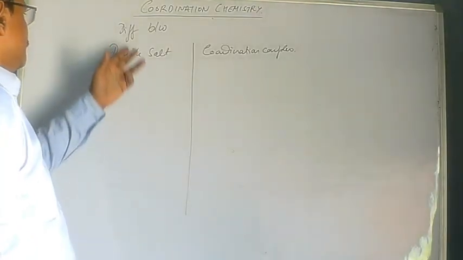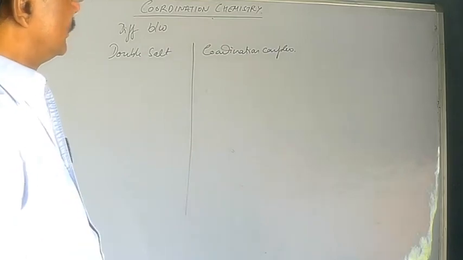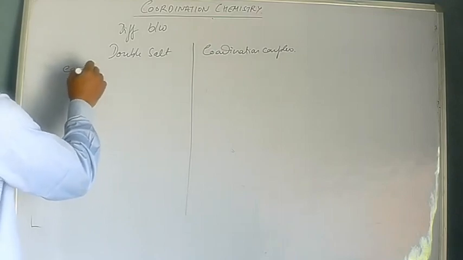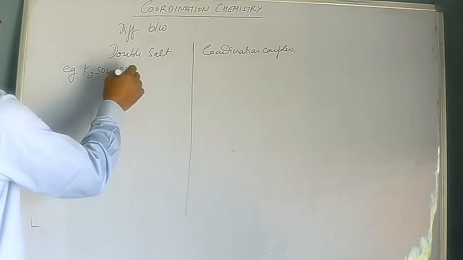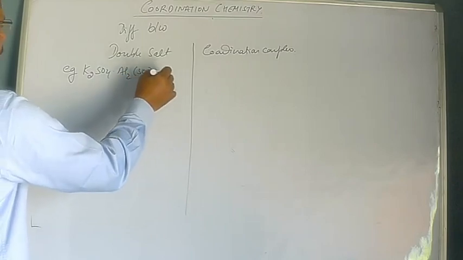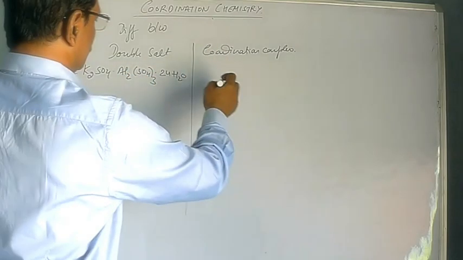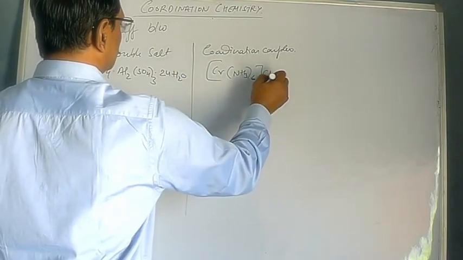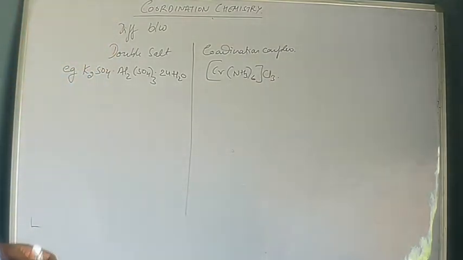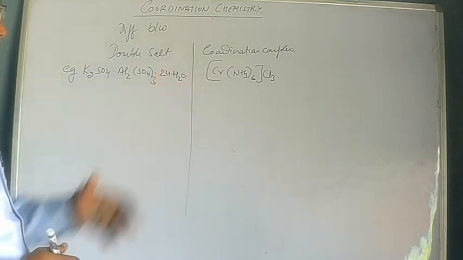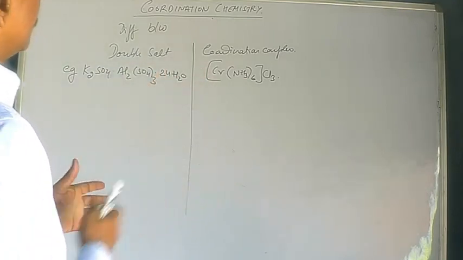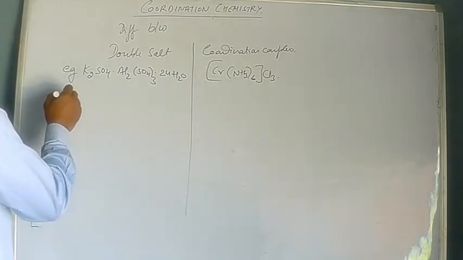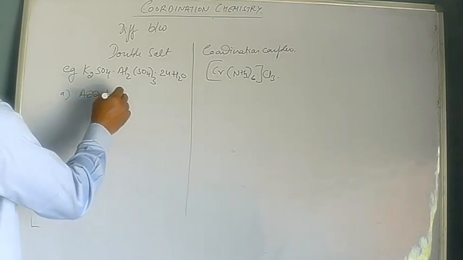Now class, the next topic is the difference between double salt and coordination complex. What are the basic differences between them? Let us have an example of this. We are taking the example of potash alum, K2SO4, Al2(SO4)3, 24H2O, and let us take one example of a coordination compound, Cr(NH3)6 Cl3. This is your double salt, this is your coordination complex. Students, you will find that their way of writing the formula is different. Double salt, how can we define it? Addition of two or more salts.